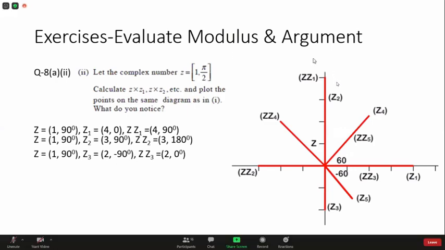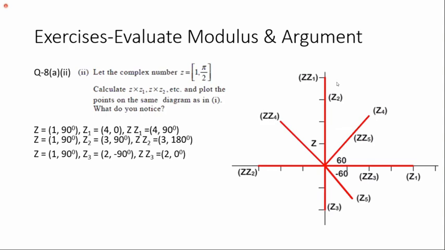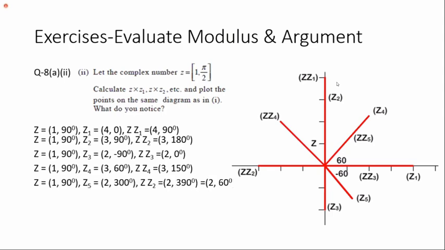See, Z1 rotated 90 degrees gives Z Z1. Similarly all the others are the same. See, Z4: the modulus you can multiply, the argument can be added, 90 plus 60, 150. We use that formula, then plot it on the Argand diagram. Again, because this is j, every complex number rotates by 90 degrees. Same.